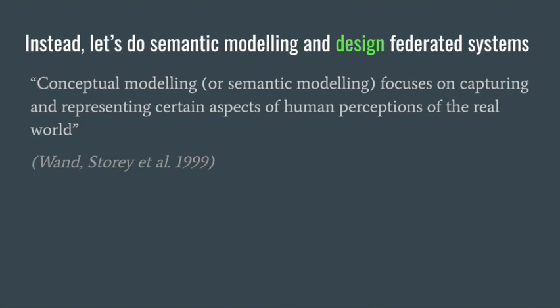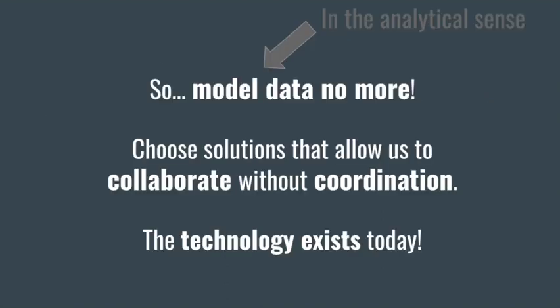There are many ways to describe it. Conceptual modeling or semantic modeling is a term from a paper from 1999, which focuses on capturing and representing certain aspects of human perceptions of the real world. So rather than trying to get to the nature of a thing, we are simply trying to capture the perception from one specific perspective. Then, when we stop modeling the data, we can start looking at things like RDF, linked data, and start building systems of those little descriptive data sets rather than creating one single one in the middle.